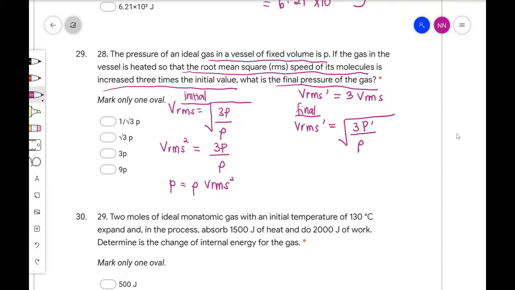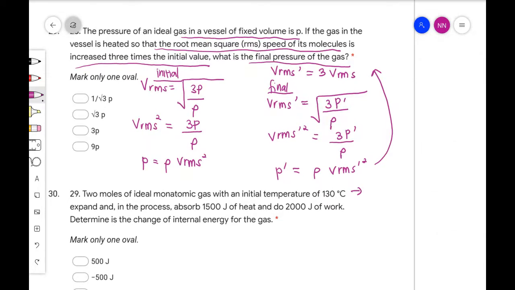Alright, and then eliminate the surd, so it becomes V rms prime squared equals 3 pressure prime over rho. So pressure prime, or the new P, or the final P, equals rho V rms prime squared. Right? Okay, and then relate with this one. V rms prime equals 3 V rms.